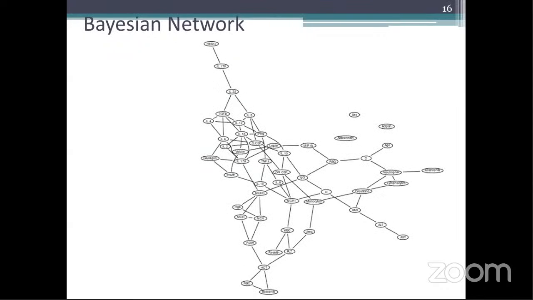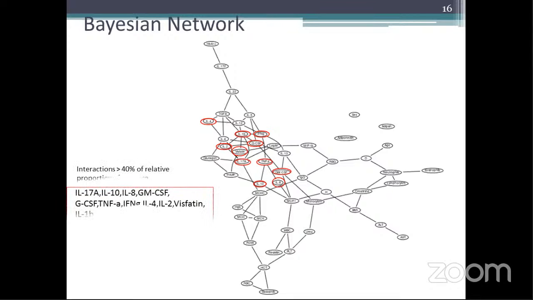So this is just a basic skeleton of the Bayesian network that was generated with the 4 groups that I mentioned earlier. Let me highlight some of the DDI, disease-disease interaction, marker nodes in this network so that it's easier to visualize. I have highlighted the ones that have a relative proportion of variance higher than 40% from the ternary plot, and these are the names of those nodes.